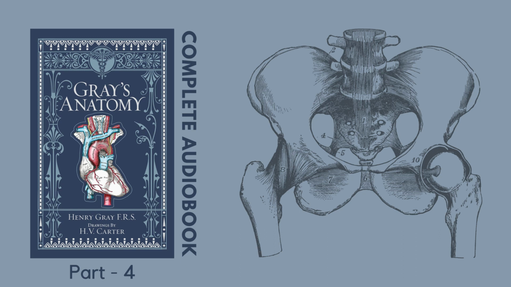The pubis, os pubis. The pubis, the anterior part of the hip bone, is divisible into a body, a superior, and an inferior ramus. The body, corpus ossis pubis. The body forms one-fifth of the acetabulum, contributing by its external surface both to the lunate surface and the acetabular fossa. Its internal surface enters into the formation of the wall of the lesser pelvis and gives origin to a portion of the obturator internus.